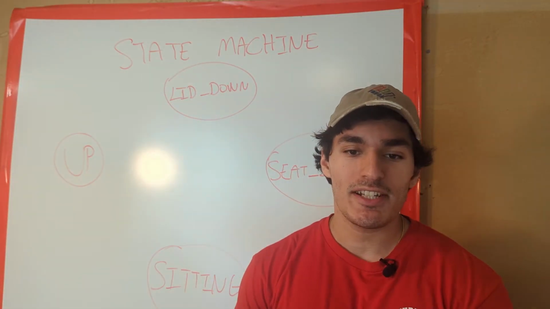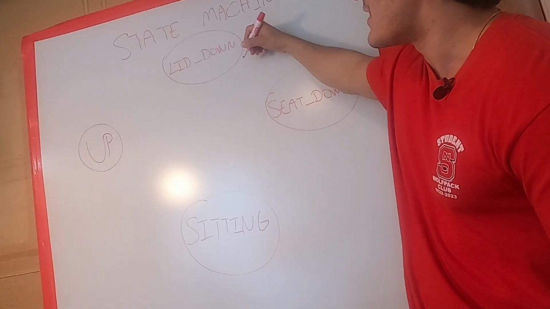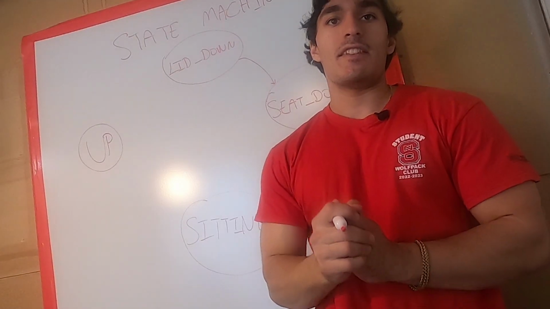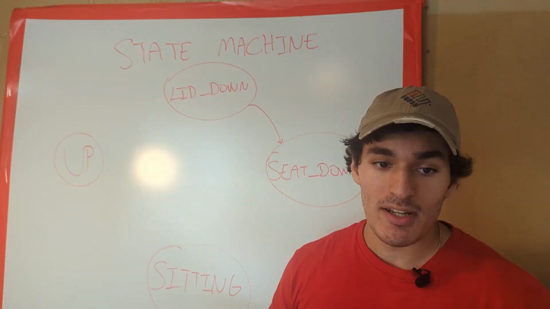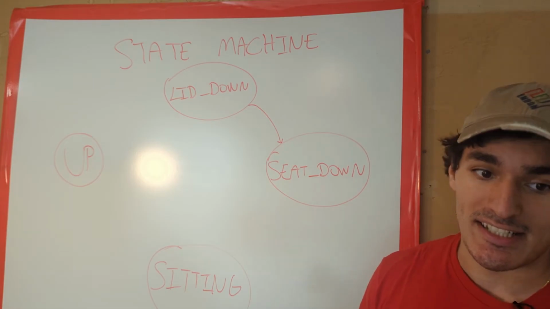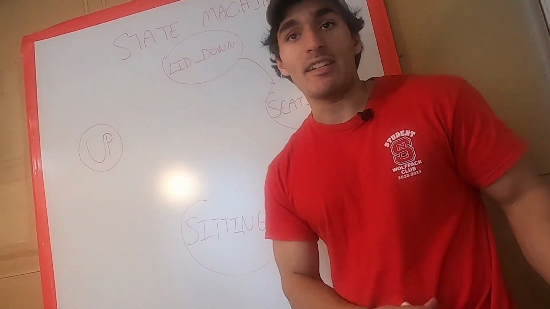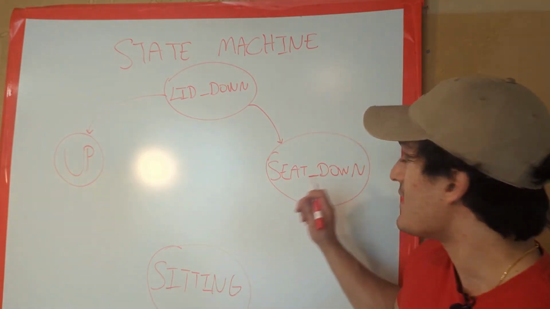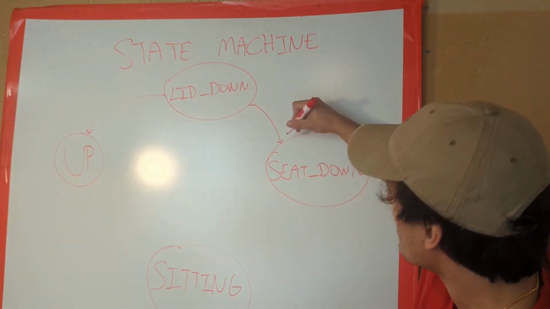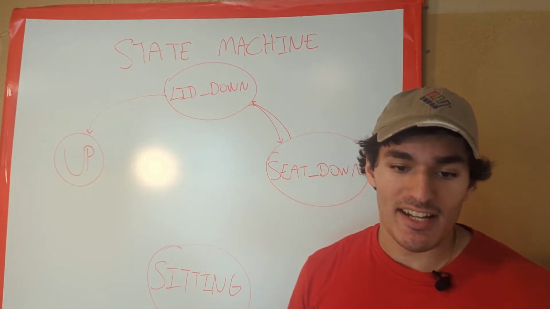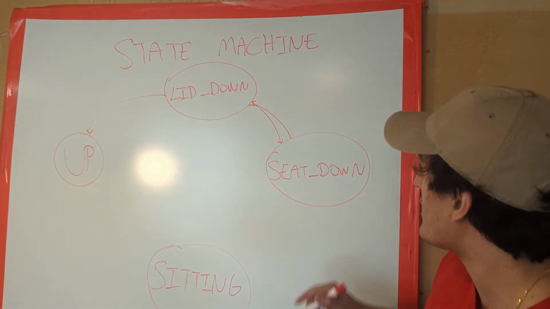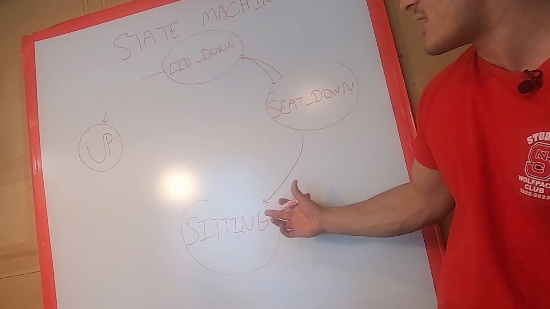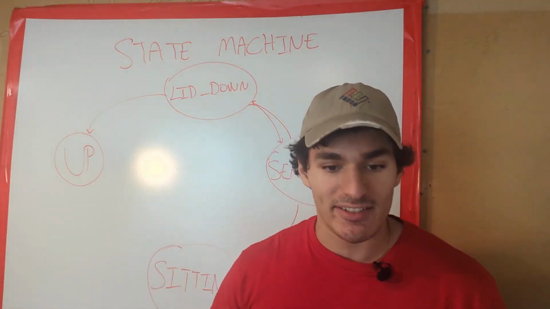To complete the state machine, we need to fill in all possible transitions. From the lid down state, we can get to seat down if the switch detects that the toilet lid is open and the FSR detects that the toilet seat is down. We can get to the up state if the FSR detects the toilet seat is not exerting any pressure on it. From the seat down state, we can get to lid down if the switch detects that the toilet lid is not up, and we can get to sitting if the FSR detects that there is enough pressure for someone to be sitting on the seat and the switch detects that the lid is open.